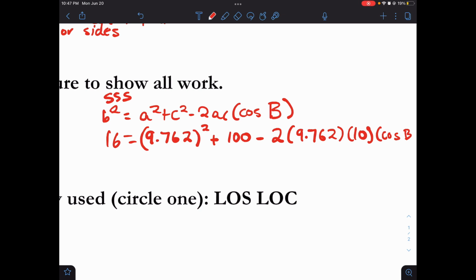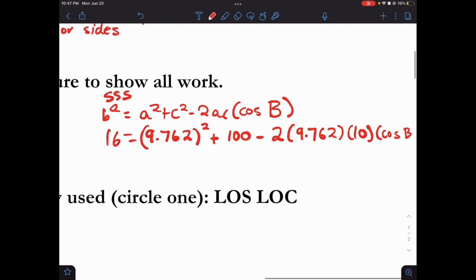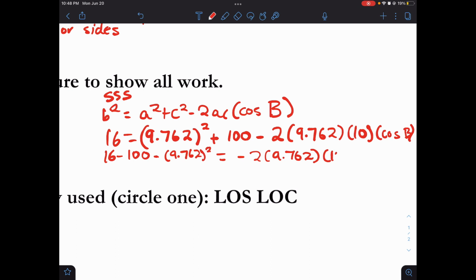So now that we have all of that, let's plug this all into my calculator. Okay, now that we have that, we can do 16 minus 100 minus 9.762 squared is equal to negative 2 times 9.762 times 10 times cosine of B. Okay.